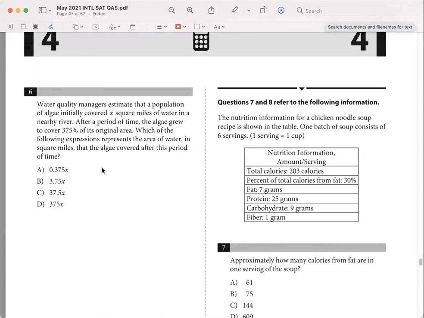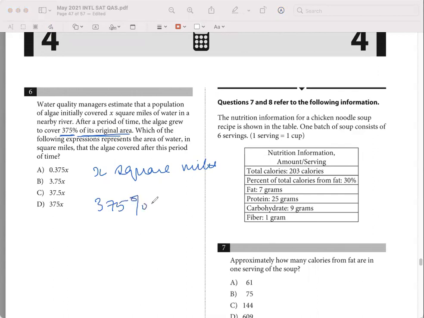So it says that it covered x square miles initially, and then it grew to cover 375% of its original area. So it grew to cover 375% of x, because its original area was x square miles. So that's 375 by 100 into x. So that's 3.75x. So it grew to cover 3.75x, option B.